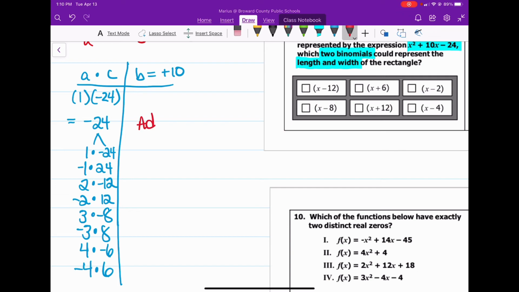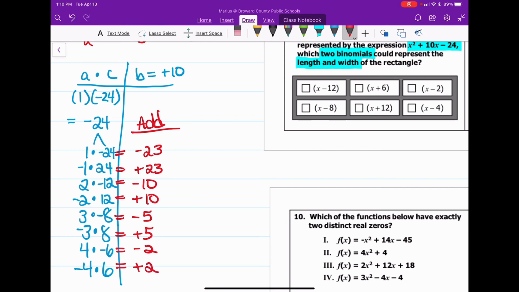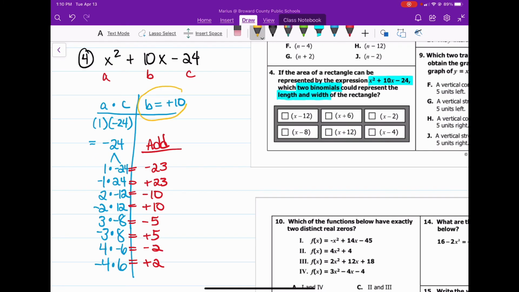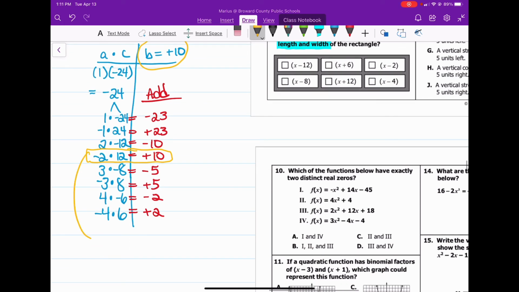Now we just need to add them up to see which one is going to give us positive 10. So we add up all these factor pairs, find the sum, and the one we'll choose is the one that equals positive 10. So that's going to give us negative 23, positive 23, negative 10, positive 10, negative 5, positive 5, negative 2, positive 2. Now, once again, remember we're looking for which factor pair has a sum that equals positive 10. Well, in this case, it's going to be negative 2 and positive 12. So when we write our factors, we should have x minus 2 times x plus 12. And we're done. We factored this polynomial, this quadratic.